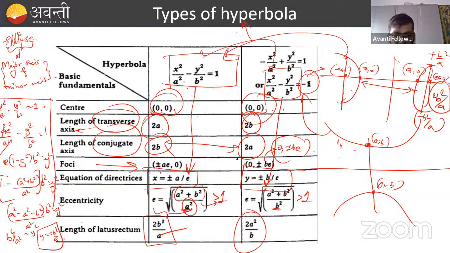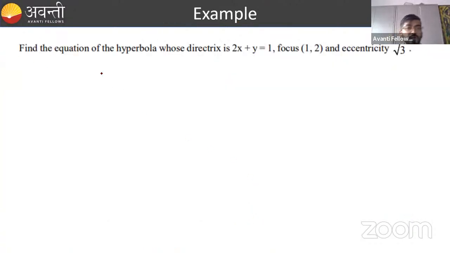And here, since x is changed by y and a is changed by b, this becomes 2a square by b. Now find the equation of the hyperbola whose directrix is 2x plus y equals to 1, and focus is 1 comma 2, and eccentricity is, what is the value of eccentricity?